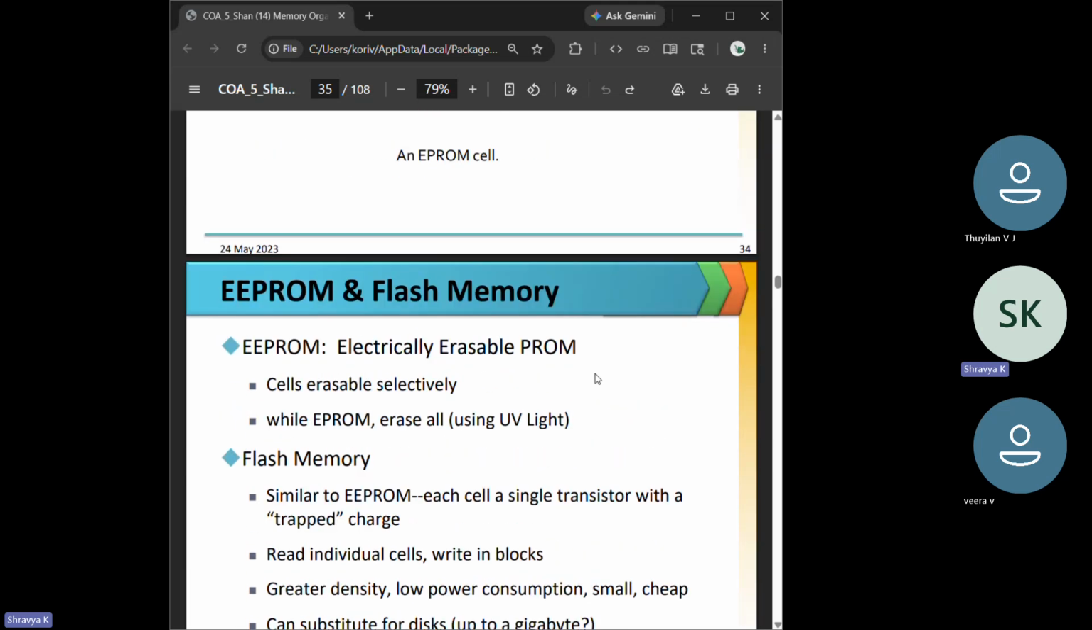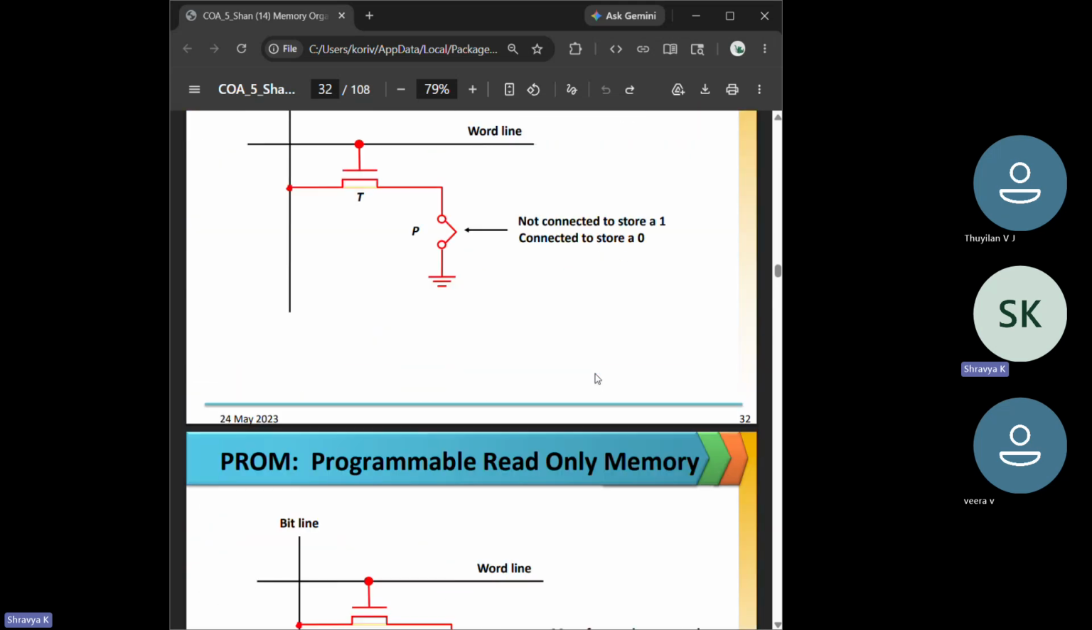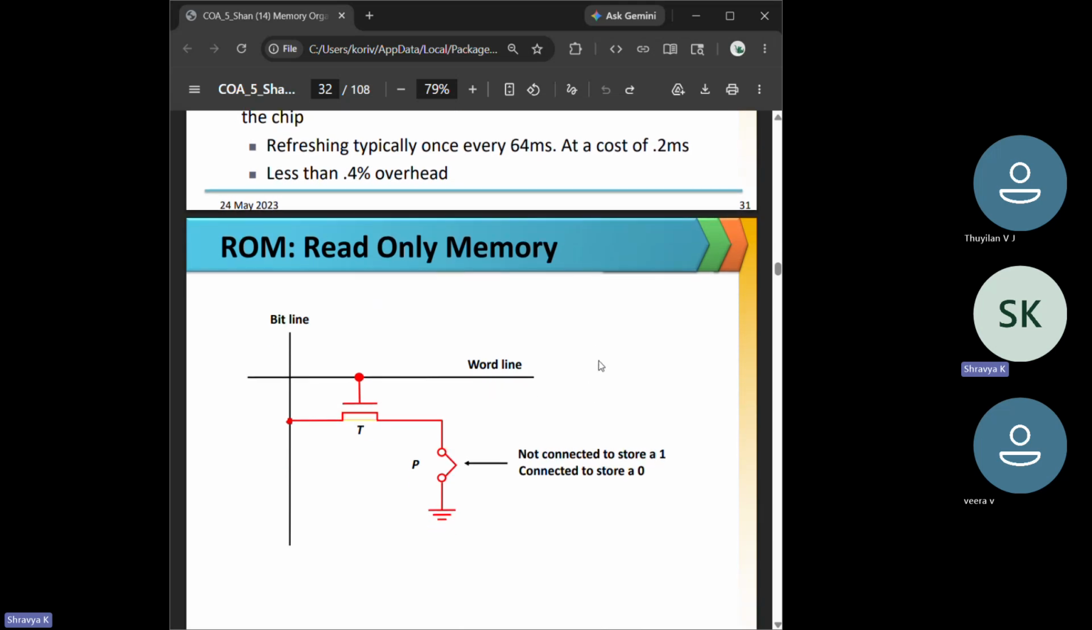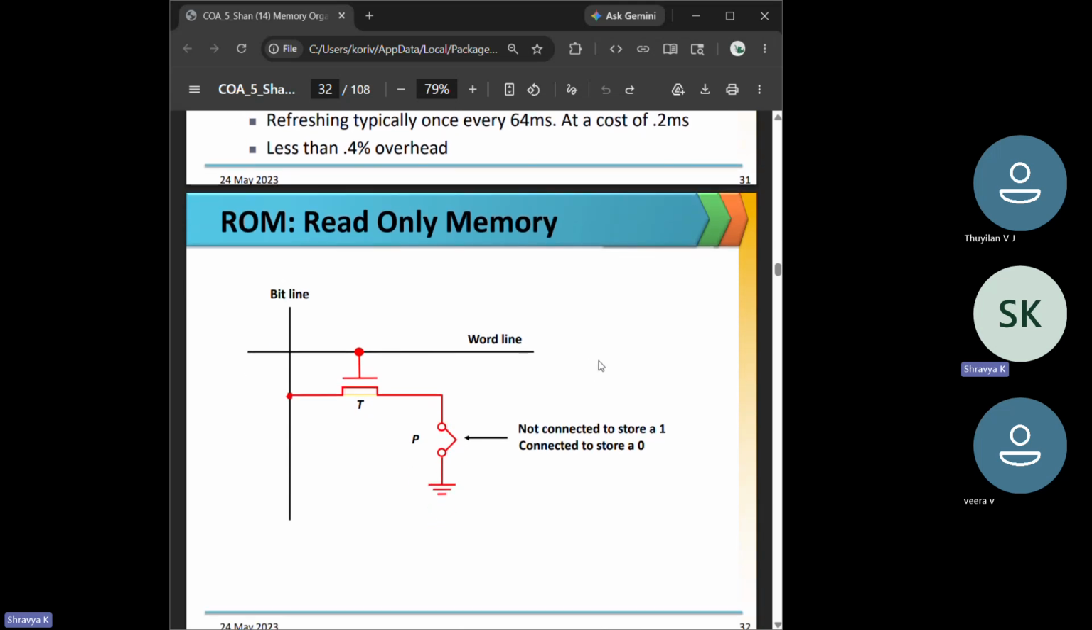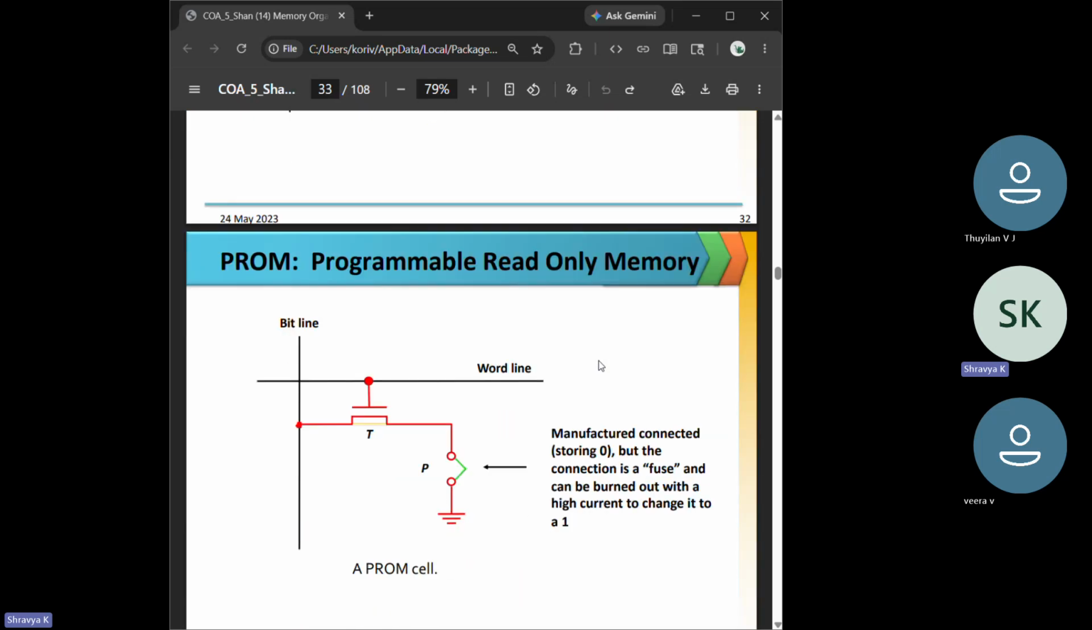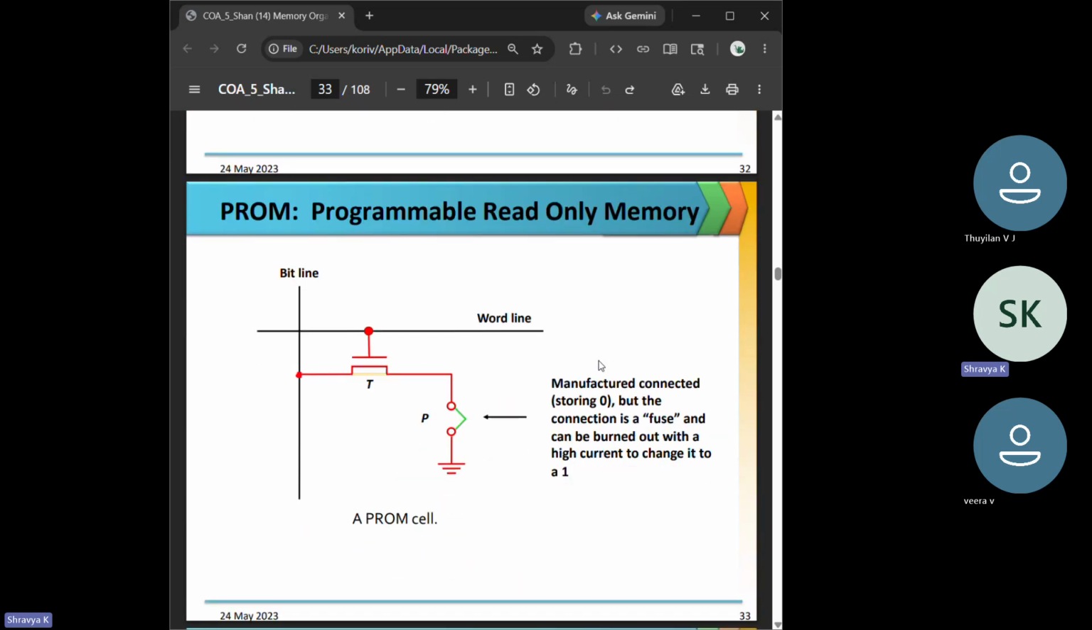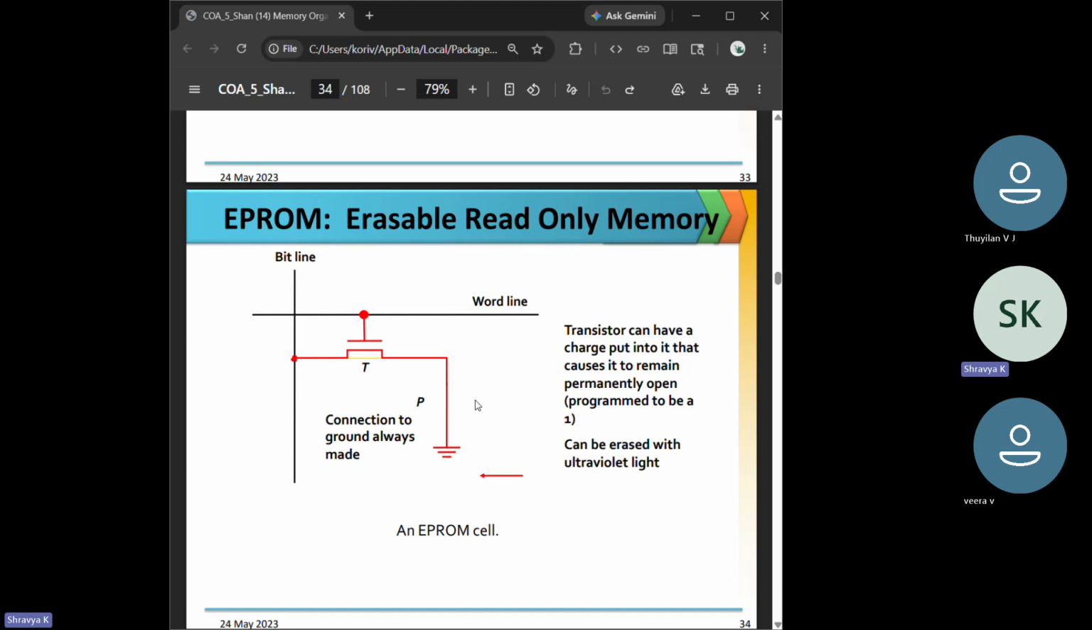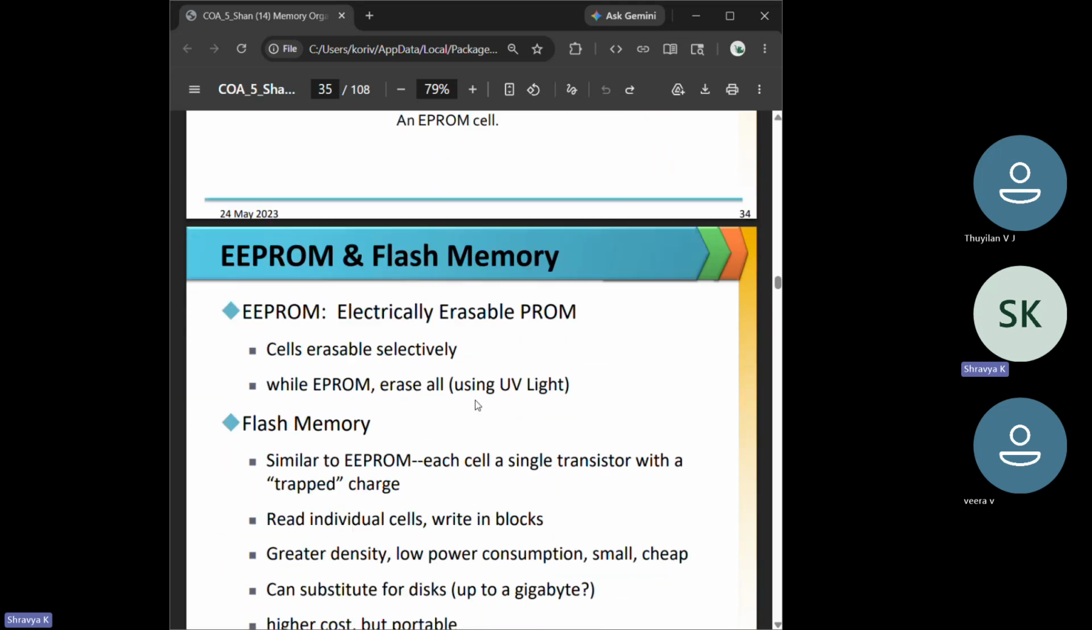To refresh all the types you have seen so far, you have ROM, which is written by the factories and is not erasable. The PROM can be written by the user, and it can be changed from 0 to 1, but it's not erasable. Then you have EPROM, which can be written by the user and is erasable, but only the whole chip can be erased at once using UV light. And the EEPROM can be written by the user and it can be erased selectively as well.